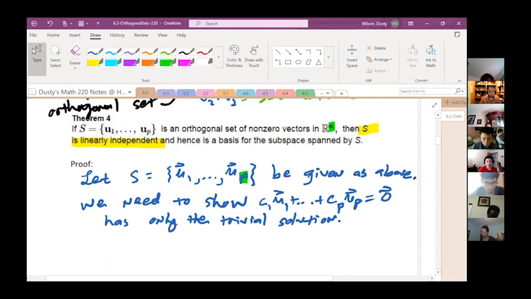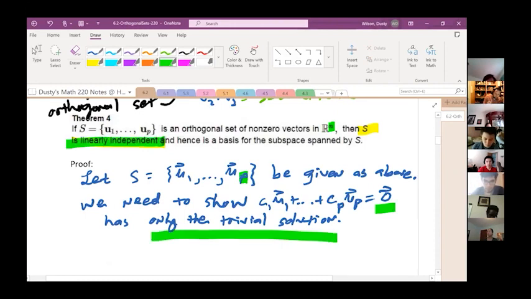So as with all proofs, we started by defining our terms, initializing all our variables, for those of you that program. So we let S equal u1 to up, and we say that it's given as above. And then we want to see where we're going. So we wrote that we need to show, or NTS, that c1 u1 plus ... plus cp up equals 0 has only the trivial solution. That's what ties to this idea of linear independence.